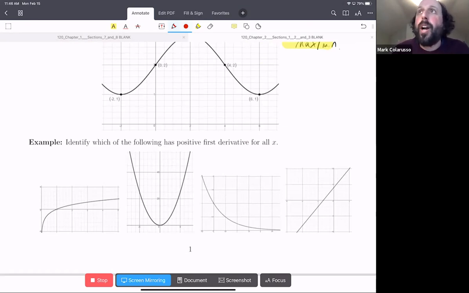The third graph is one I actually drew to illustrate a decreasing function. So for the third graph, the slopes of the tangents are all negative. The first derivative is all negative. So that's out. And the last one is just a line, a line of positive slope. So for this last example, the derivative will be a constant positive value for all x. So it definitely has a positive first derivative. It's just a line of positive slope. That's the easiest thing we could hope for.